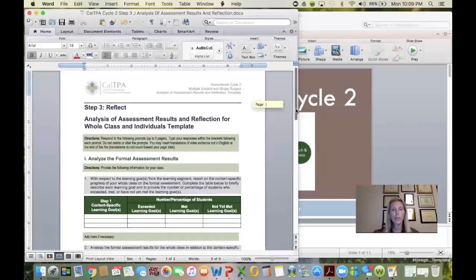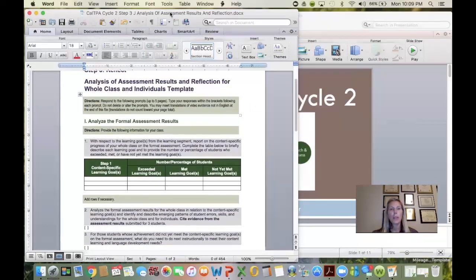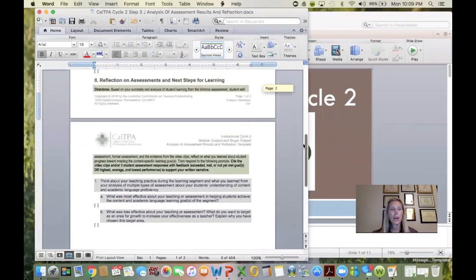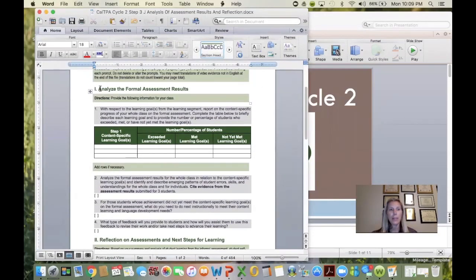Let's take a look. When we look at this document, you can see within the directions box that this document can be 5 pages in length. So you need to keep that in mind as you're completing each prompt. And you can see that there are 2 sections to this. The first section is about analyzing the formal assessment. So we have to make sure we're making the clear distinction. Previously, in Cycle 2, Step 2, we were looking at the informal assessment and the student self-assessment. Now we're looking at the formal assessment that you gave, probably at the end of a lesson.